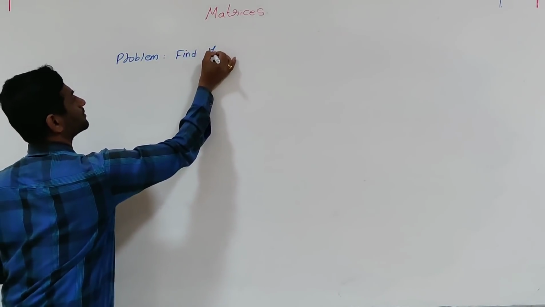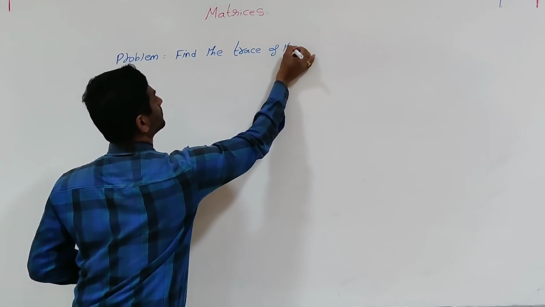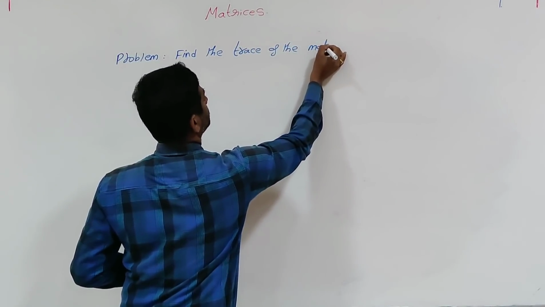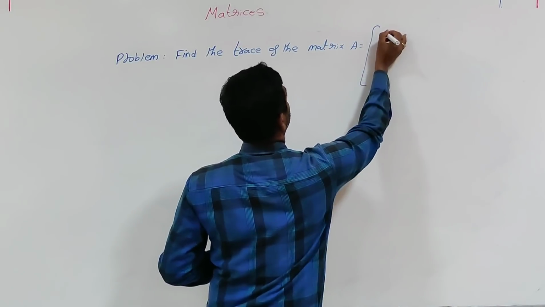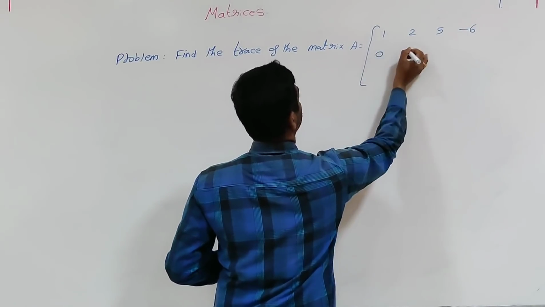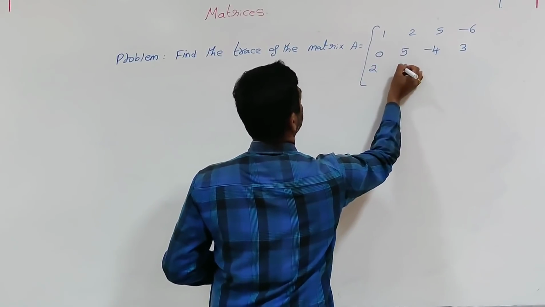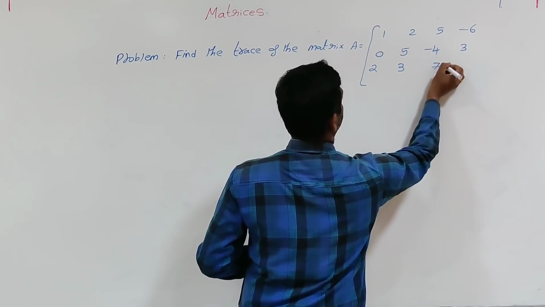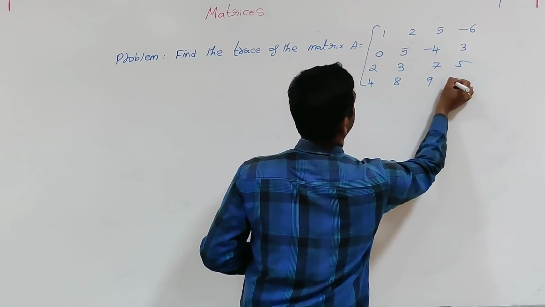Find the trace of the matrix A equal to [1, 2, 5, -6; 0, 5, -4, 3; 2, 3, 7, 5; 4, 8, 9, 10].